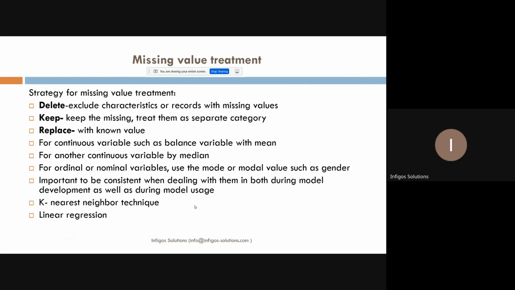One thing about missing values is that if you are replacing a variable with the mean in training data, then you need to replace the missing values in the validation data with the same mean. Or if you replace with the mode in training data, use the same mode in validation data. You need to be careful about those things. You can use the k nearest neighbor technique. You can use linear regression also.